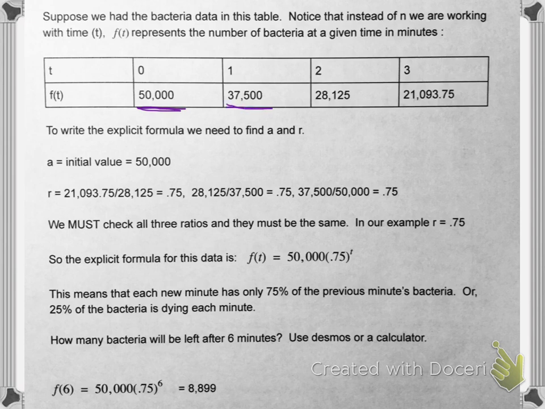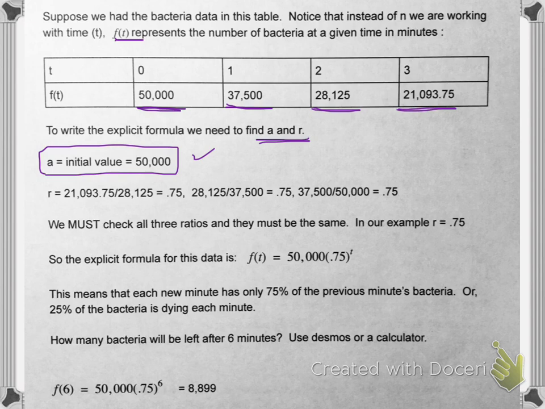After 1 minute, we have 37.5, 2 minutes, 28.125, and 3 minutes, that amount. So f of t is going to represent the number of bacteria at any given time in minutes. So in order to write the explicit formula for the data in this table, we need to find a and r. Well, we know our initial value. At time equals zero, we have 50,000. So we're good on that.